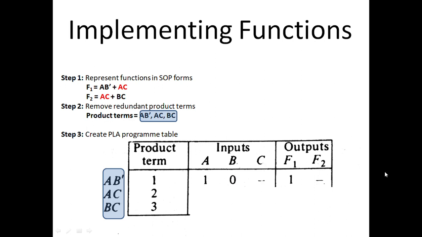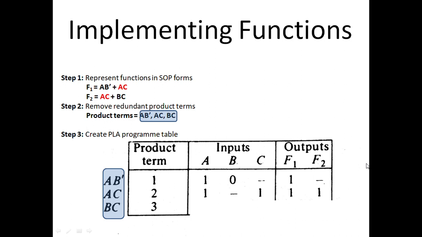Similarly, for other product terms. Product term AC is in the normal form, C is in the normal form, B is not there, put dash. AC exists in F1, AC is also part of F2. So we write 1, 1 in front of AC but under F1 and F2.